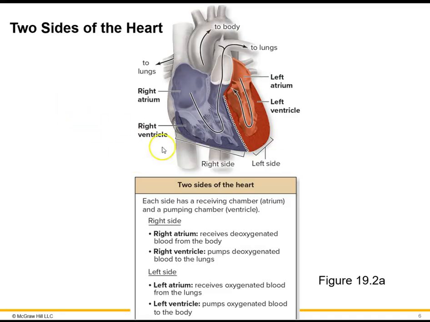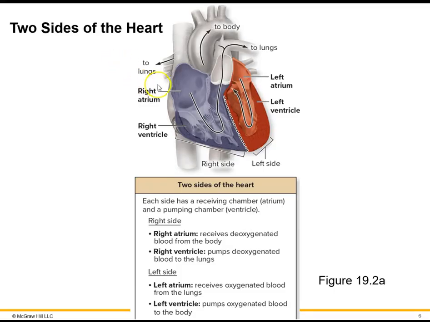So this illustration is just showing you the 2 sides of the heart. So here's the right side, here's the left side. Now here are the atria, the right atrium and the left atrium. Here are the ventricles, the right ventricle and the left ventricle.